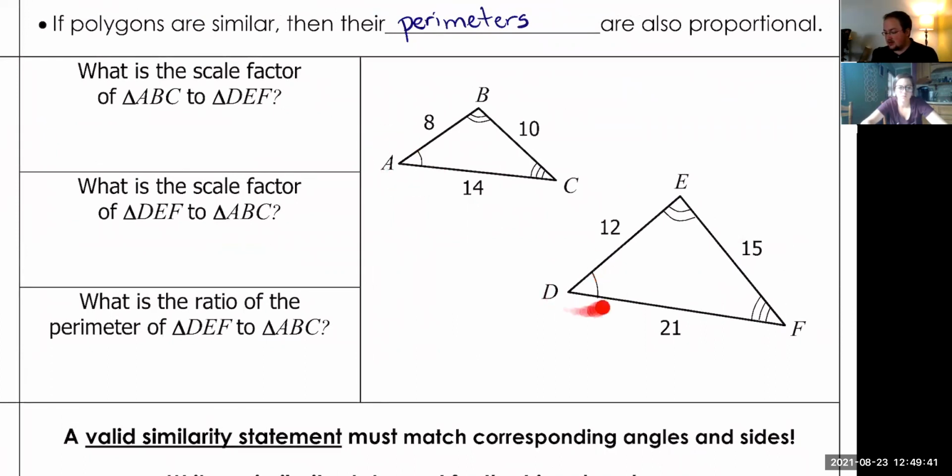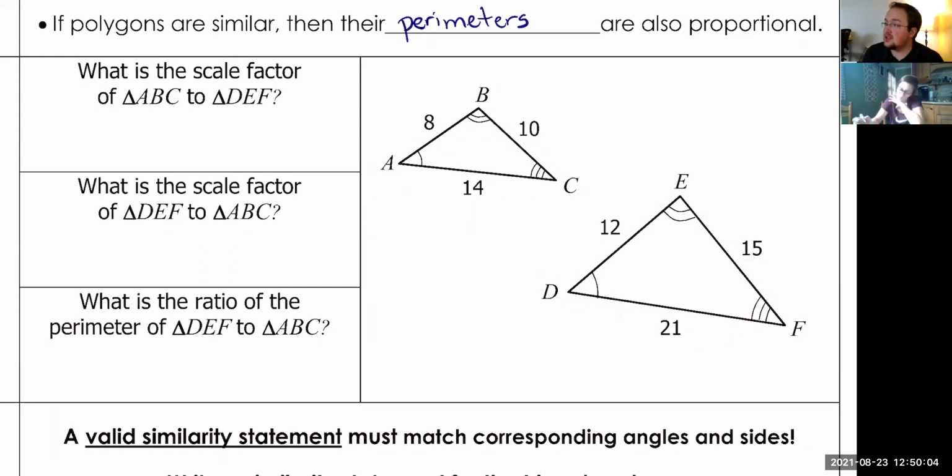So A and D are congruent, B and E are congruent, C and F are congruent, thanks to those visual representations. But then very quickly, you'll notice that AB, BC, and AC are not congruent to their corresponding sides. And that's because these are not congruent triangles, they are similar triangles.